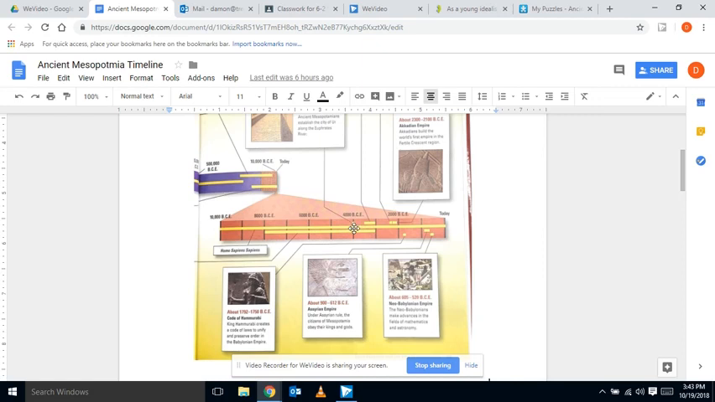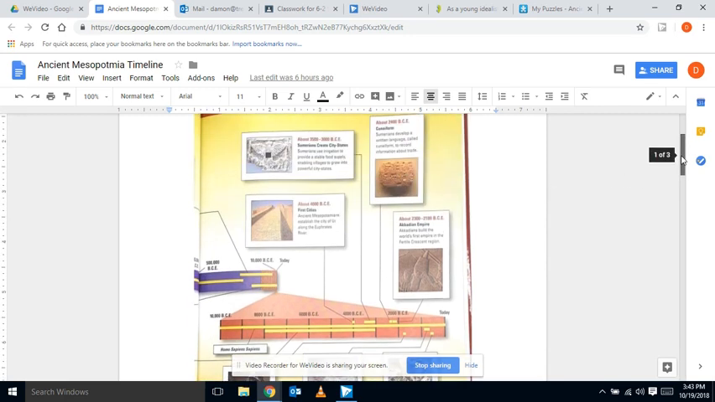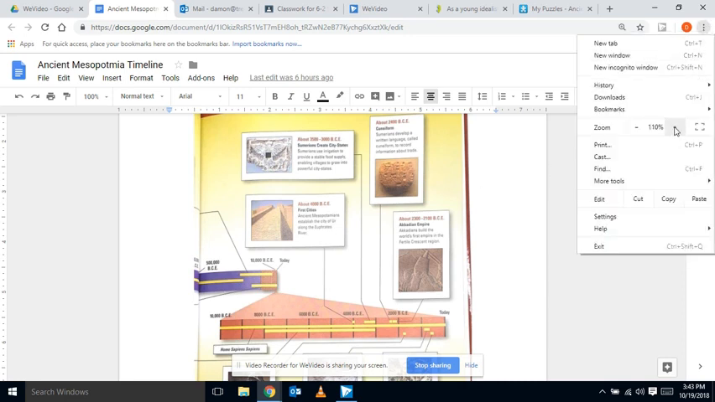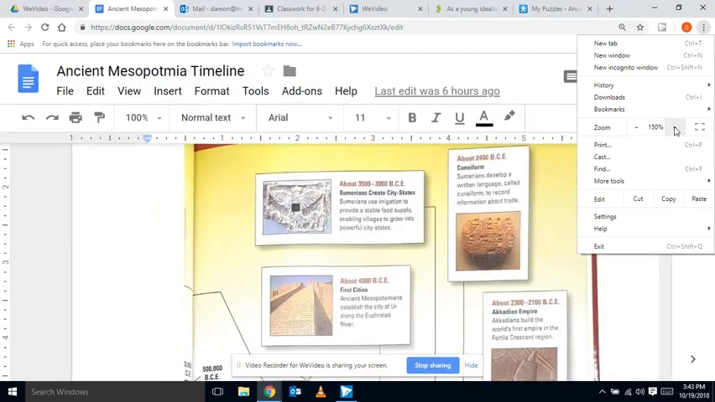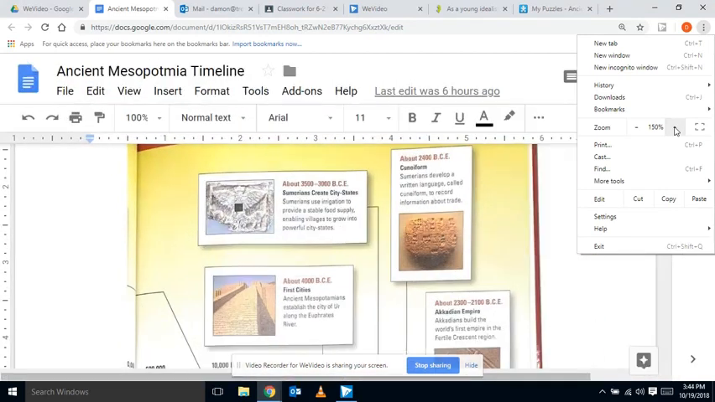So what I do is I look at this and I see at about 4000 BC, there's a box, and then there's an arrow that takes me to the box. So after looking at 4000 BC and looking at the arrow, I see that it says in the box about 4000 BC, first cities, ancient Mesopotamians establish the city of Ur along the Euphrates River. Now, if I have trouble reading that, I can go and zoom in to make it bigger. So don't be afraid to do that, and don't be afraid to zoom in and make it bigger if you need to.